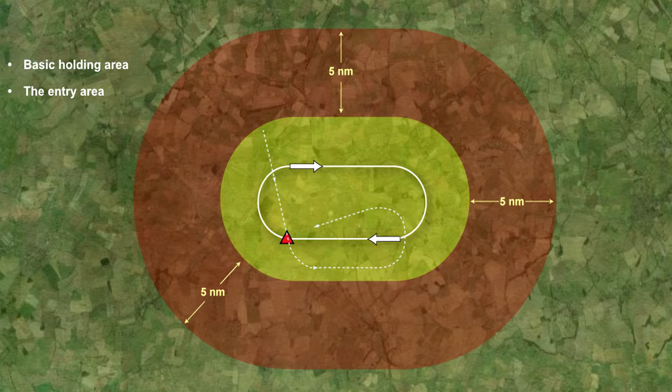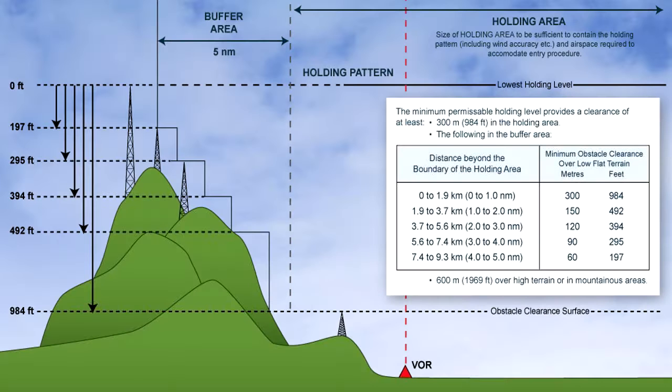A buffer area surrounds this and extends 5 nautical miles beyond the boundary of the holding area, within which the height and nature of obstacles are taken into consideration when determining the minimum usable holding level of the holding pattern associated with the holding area. The minimum permissible holding levels are illustrated here and provide appropriate clearance.